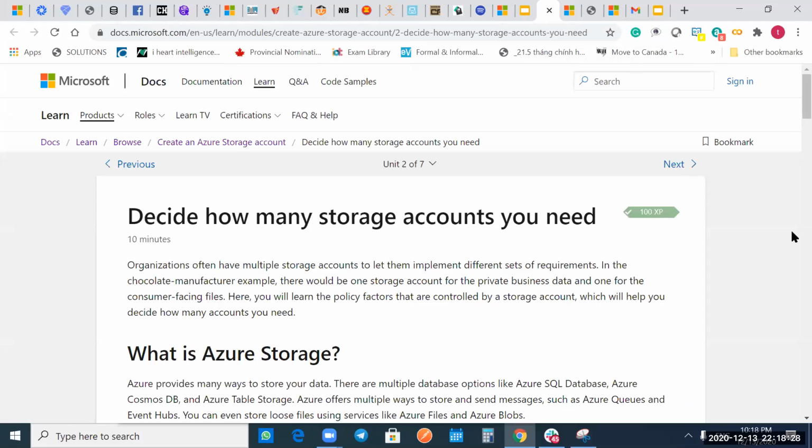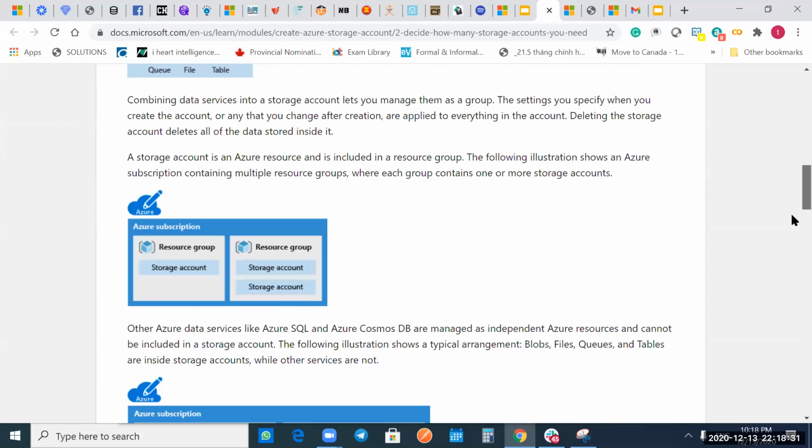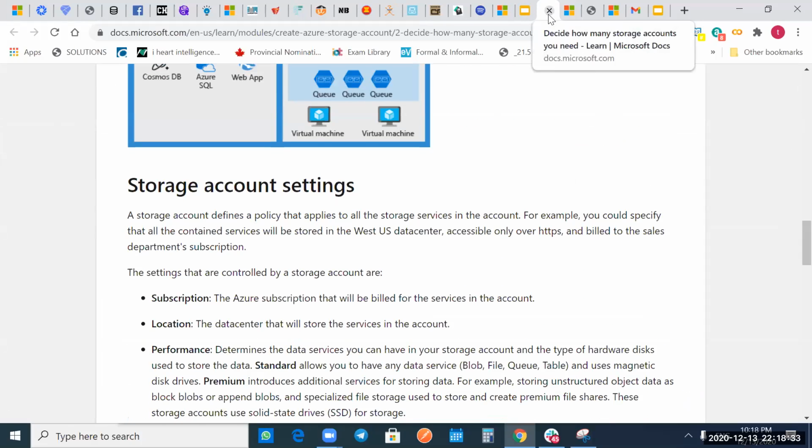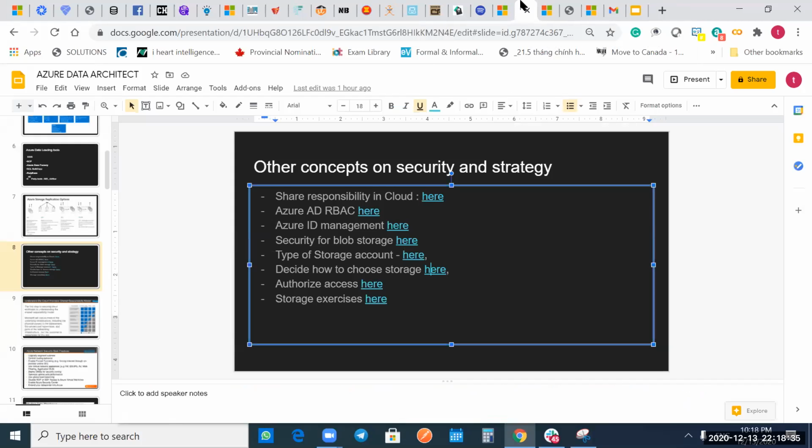So I think we cover what we need. Let me see what else is in there. Okay, so yes, we went through this also. So that's it for our session today.